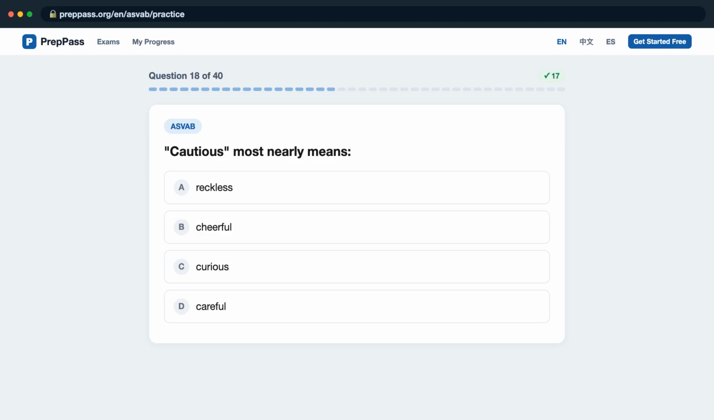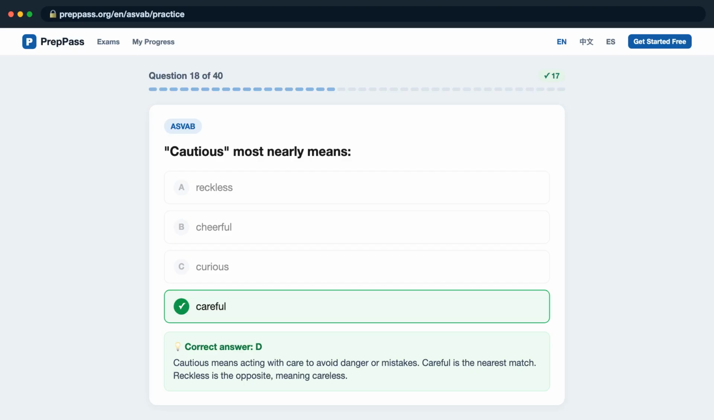Question 18. Cautious most nearly means, is it A, reckless? B, cheerful? C, curious? D, careful? The correct answer is D. Cautious means acting with care to avoid danger or mistakes. Careful is the nearest match. Reckless is the opposite, meaning careless.